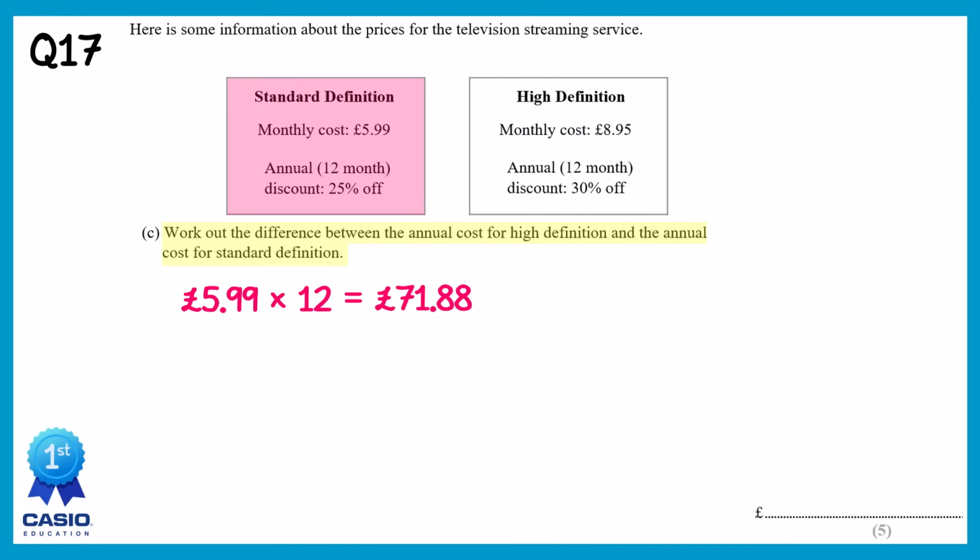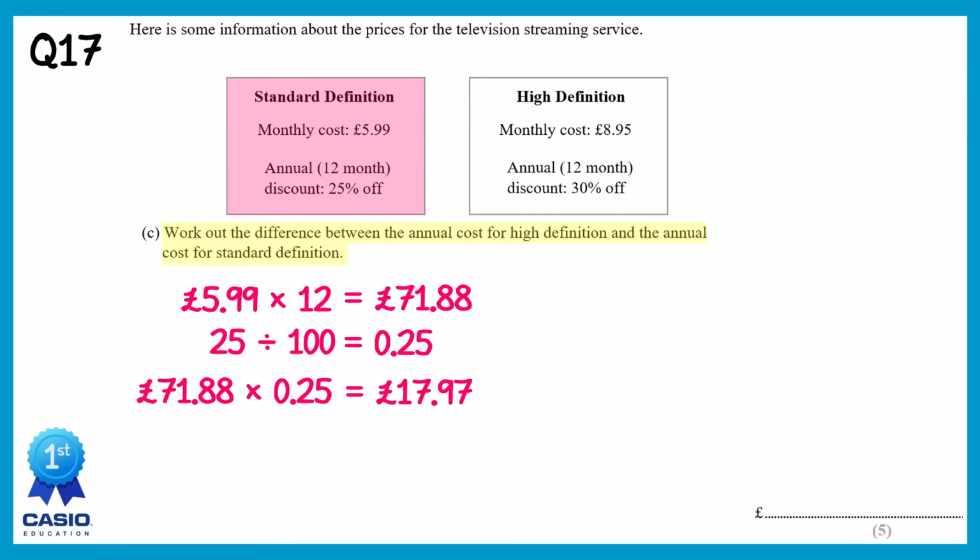But there is also a 25% discount, so we need to work out 25% of this and subtract it. To work out 25%, you could do 25 divided by 100, which is 0.25, and then if we multiply the price by 0.25, this will find 25% of it for us. That'll be £17.97. This means even though the price is £71.88, we're going to get £17.97 off, so we better subtract that from the price. That gives us the final price with the saving of £53.91.